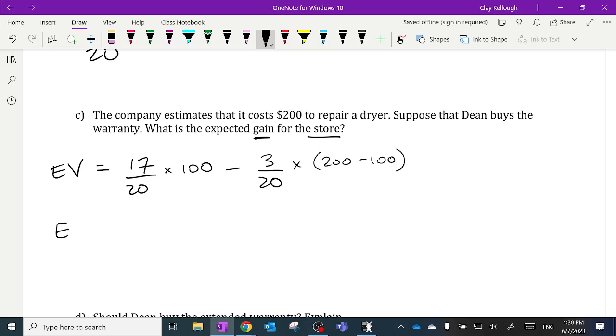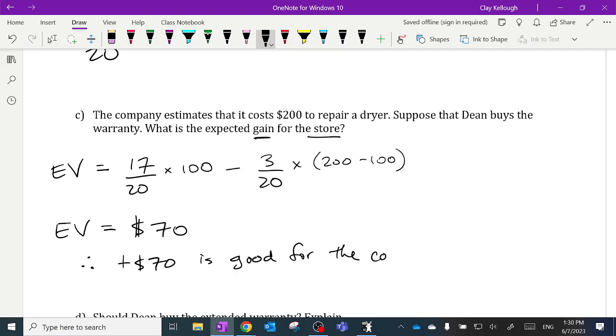So I did the math on that. I ran the numbers. I punched buttons, and I got $70. And the fact that $70 is positive tells me what? This is good for the company. Okay? Therefore, positive $70 is good for the company. Now, is it good for Dean? No.